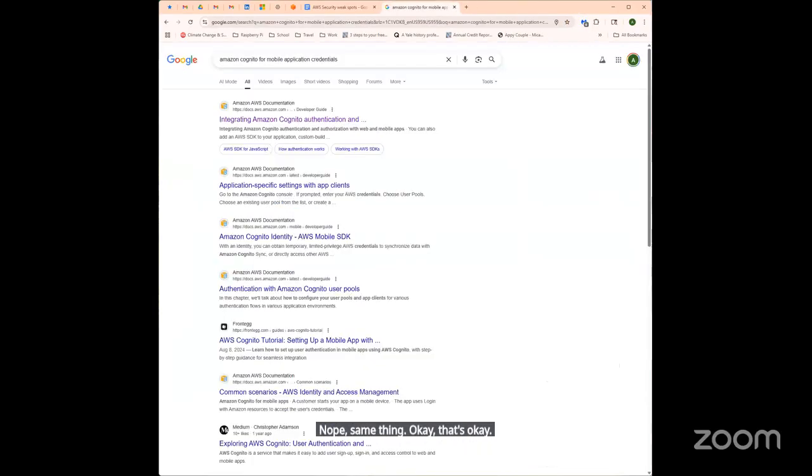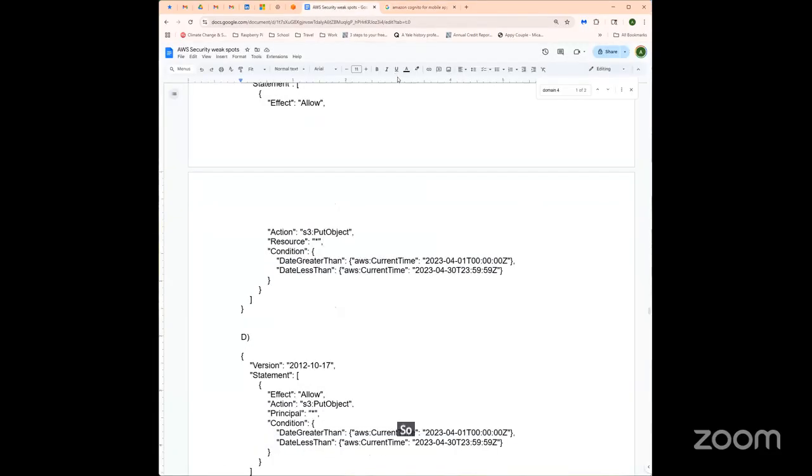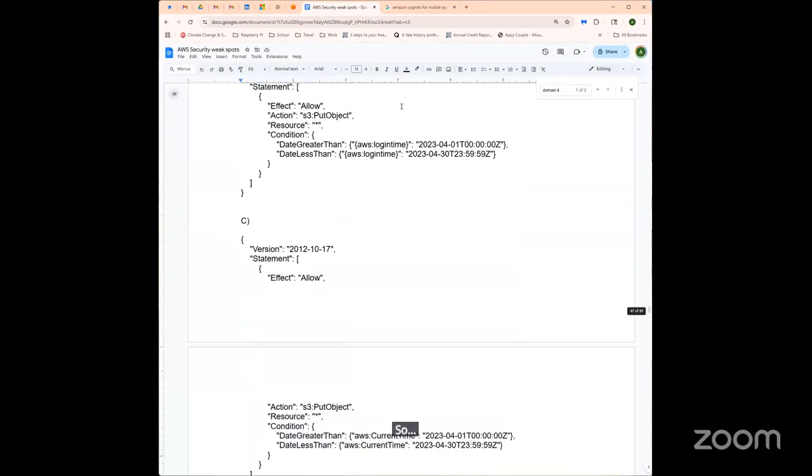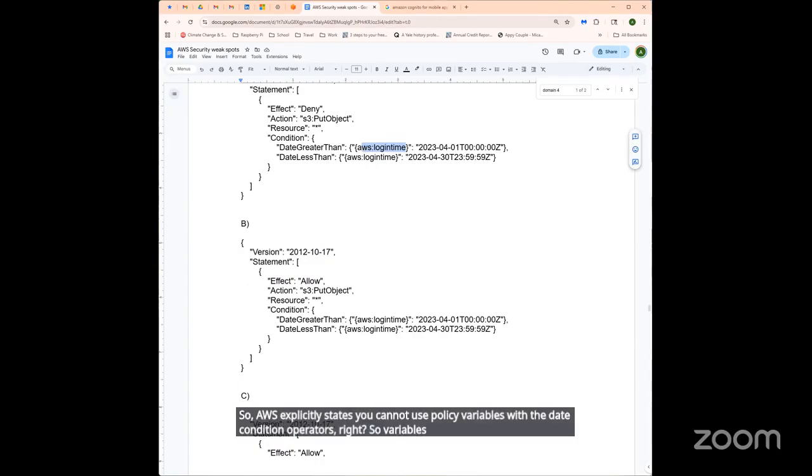All right, so why are the other ones incorrect? Using login time, you'll see that here. AWS explicitly states you cannot use policy variables with the date condition operators, right? So variables cannot replace date keys, and they only work with the string ARN-based operators. So login time is not valid.